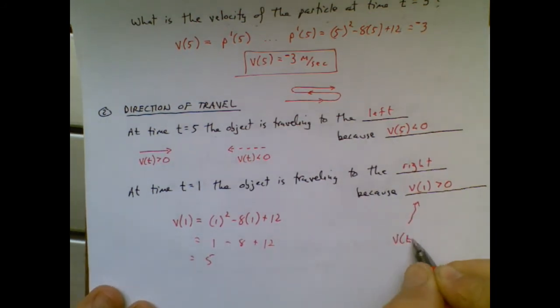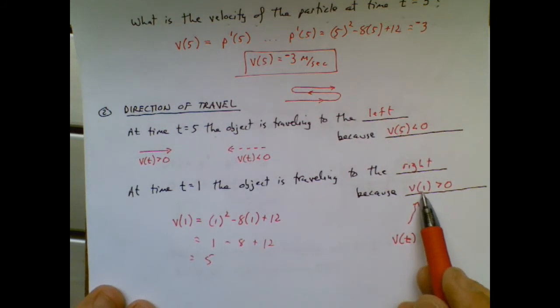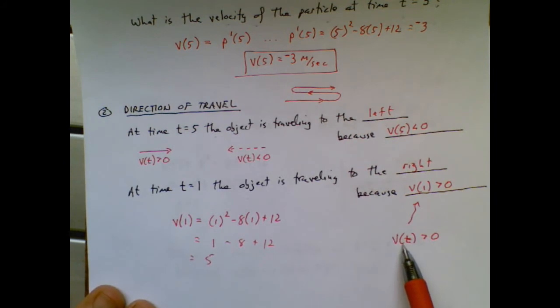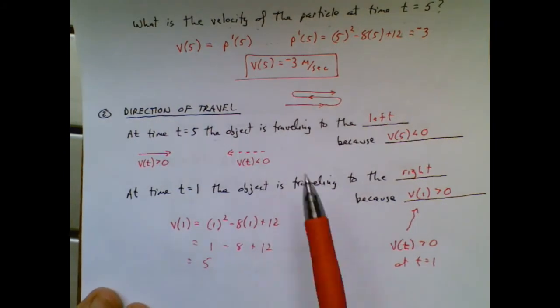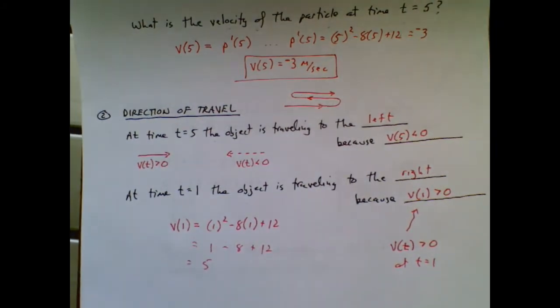Notice here I say v of 1 is greater than 0. You have to be careful because if you say v of t greater than 0 in the wrong context, what you're saying here is the velocity function is always positive, and it's not always positive. It's positive at time 1. So if you aren't very clear with your writing to say v of t is greater than 0 at t equals 1, you may end up losing a point just because you weren't precise enough. Alright, but direction of travel is easy. Just look at the sign of velocity.